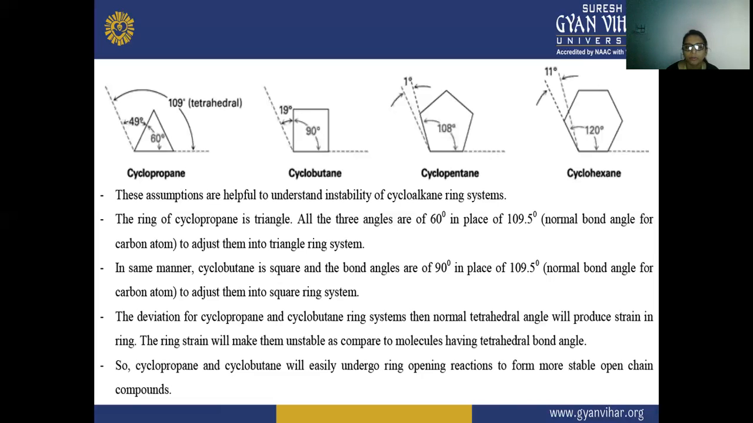In the same manner, you can see that cyclobutane has a square shape. So in the square shape the bond angle is 90 degrees.